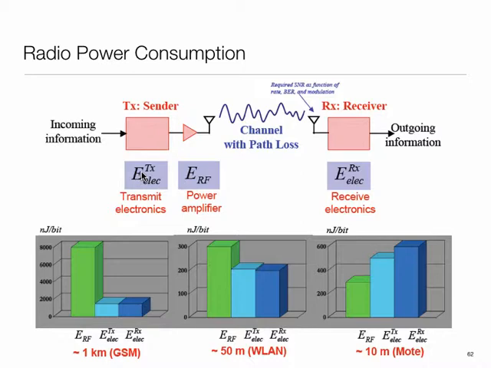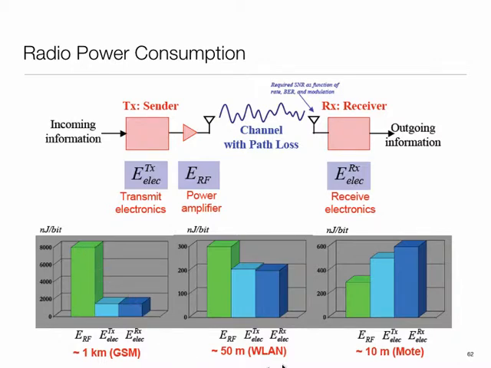So to first order, the electronics you would expect will not be affected, but it's the power amplifier which takes a hit. If you see for a long distance radio like GSM, the electronics is tiny, and it's the amplifier power which is the dominating factor. Okay, so I have to send it over a very high power.